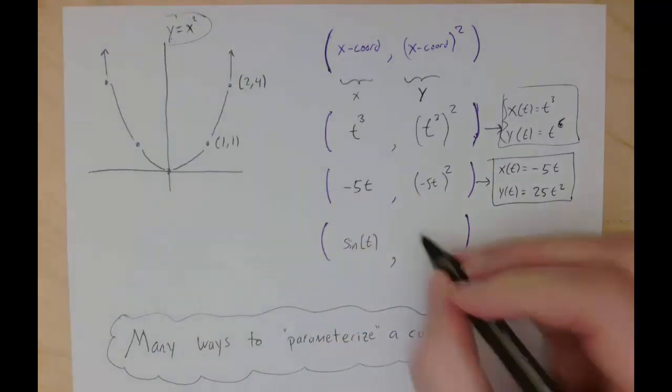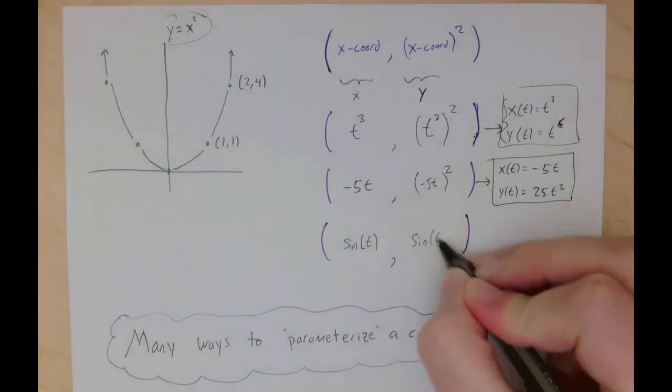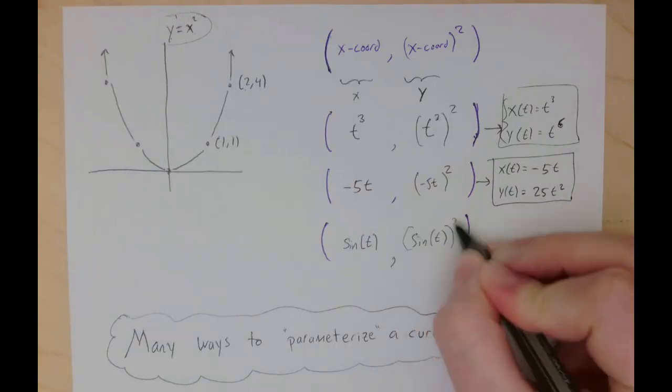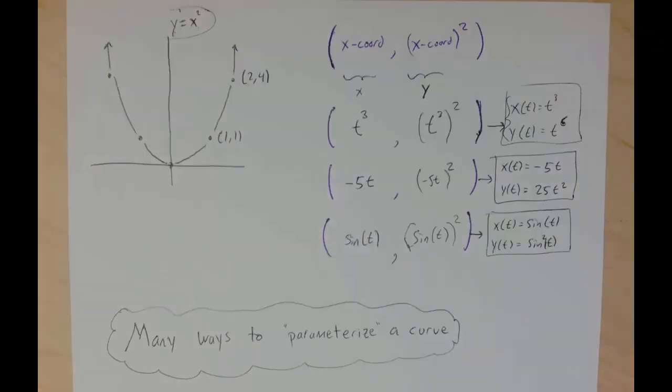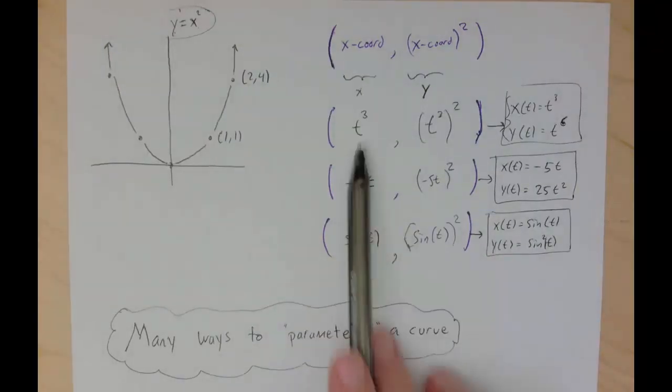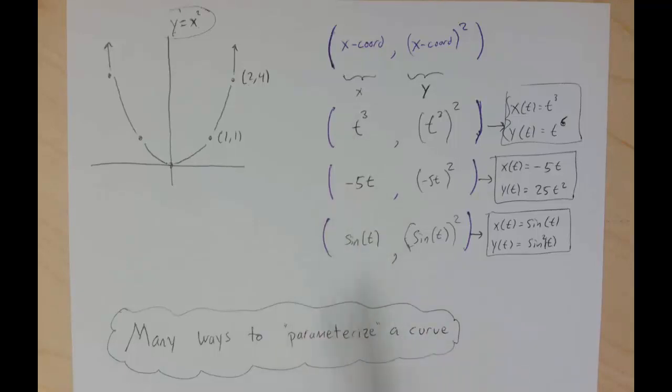All right, what if the x-coordinate is calculated as sine of t? What should the y-coordinate be? It should be sine of t quantity squared. But this example is not like the others. Well, here, let's write it out as a parametric set of equations, and then I'll tell you why it's not like the others.